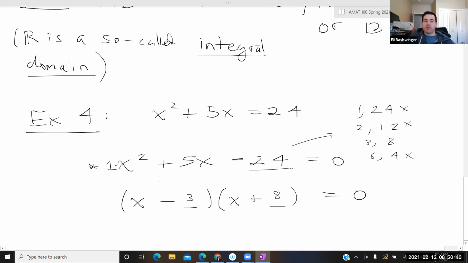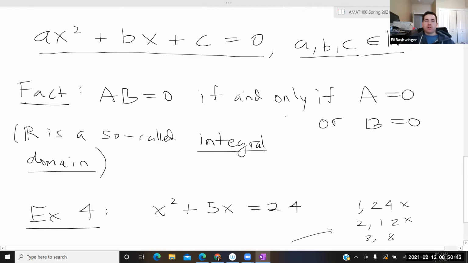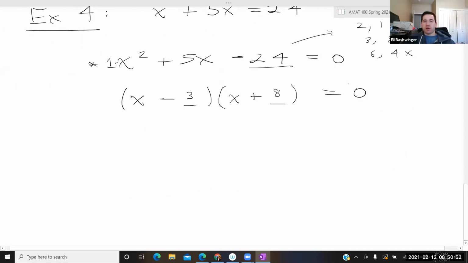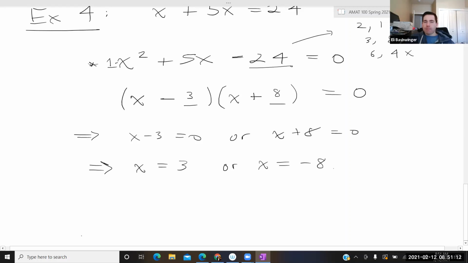You get positive 5. And then by this fact up here, we know we have a product of two numbers equal to 0. So that implies that x minus 3 is 0, or x plus 8 is 0. And both of them are solutions. These will be the solutions.